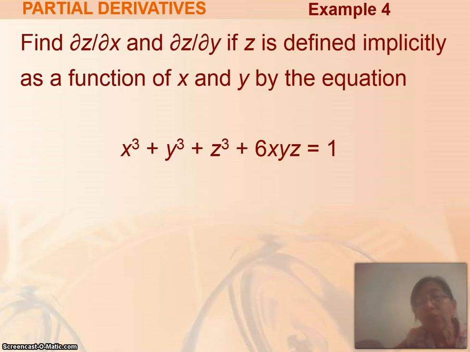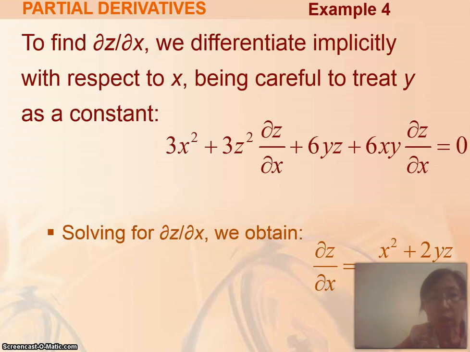Let us consider example 4. Find dz/dx and dz/dy if z is defined implicitly as a function of x and y by the equation x cubed plus y cubed plus z cubed plus 6xyz equals 1. To find dz/dx, we differentiate implicitly with respect to x, being careful to treat y as a constant.